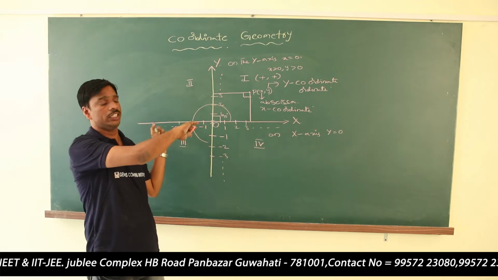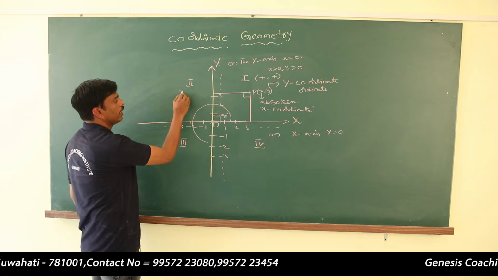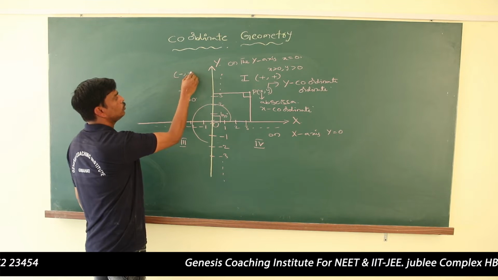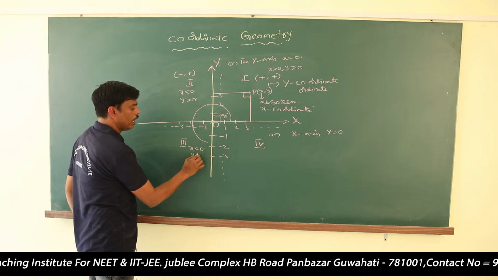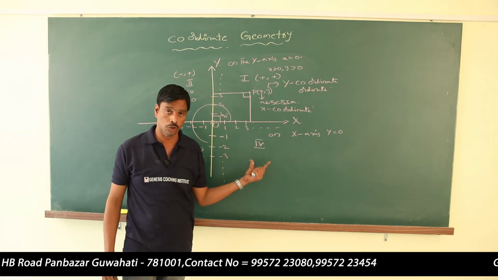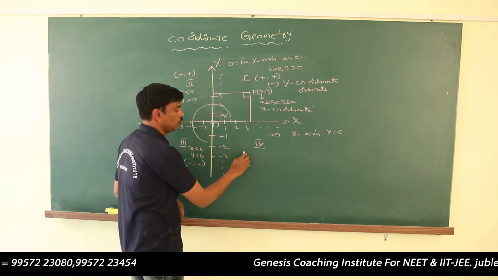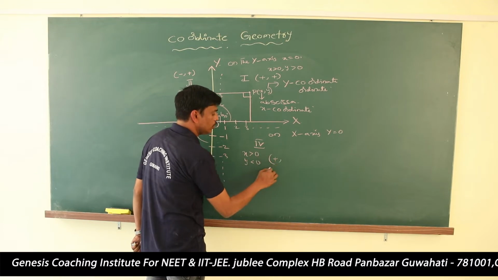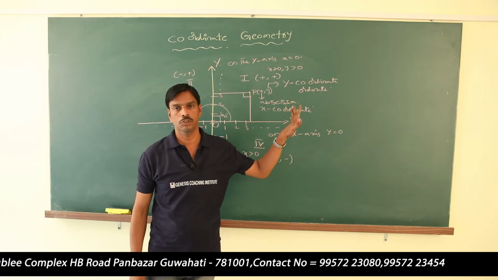What about the second quadrant? Here x will be negative and y positive, so x is less than 0 and y greater than 0. That's why we use the signs negative and positive. In the third quadrant both are negative: x less than 0 and y less than 0, therefore minus comma minus. In the fourth quadrant, x is greater than 0 and y is less than 0, so the signs are positive comma negative. So this is the rectangular coordinate system. Okay, understood all of you?